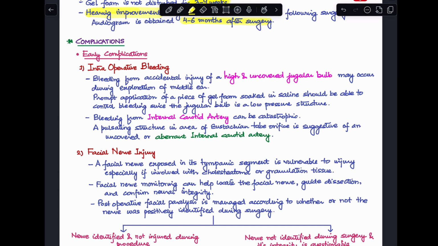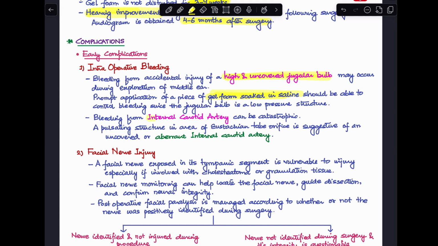There can be multiple reasons for it. The first one could be accidental injury of a highly placed jugular bulb during the exploration of the middle ear. But because the jugular bulb is a low pressure structure, it is relatively easy to control such bleeds. You can just apply a piece of gel foam soaked in saline, and that can help you in controlling the bleeding.